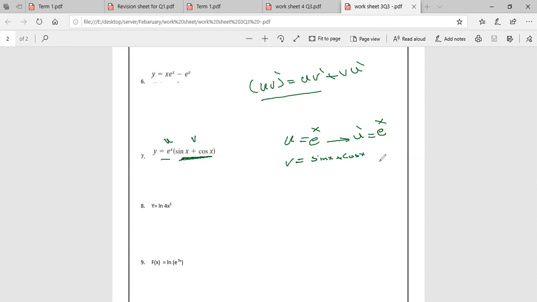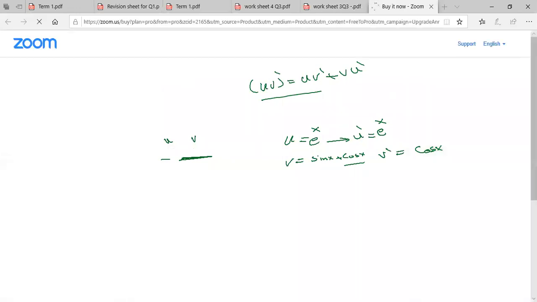That's right. Okay, can you tell me what is V prime? It's cos x minus sine x. I have to find the derivative of each term. The derivative of sine is cosine x. What is the derivative of cosine? Minus sine x. Yes, minus.